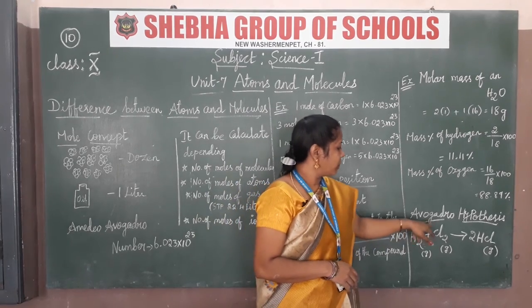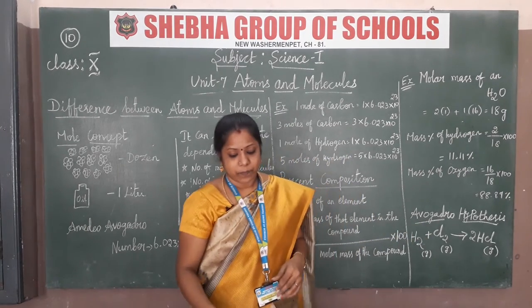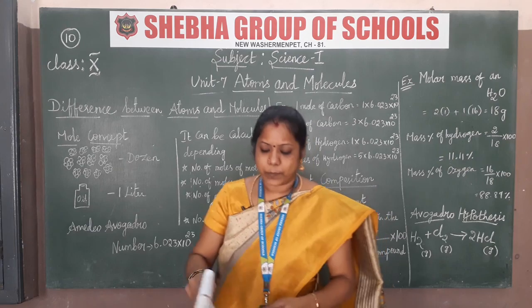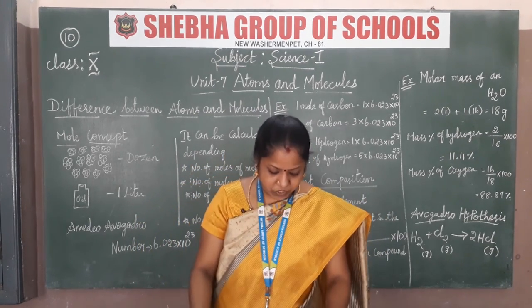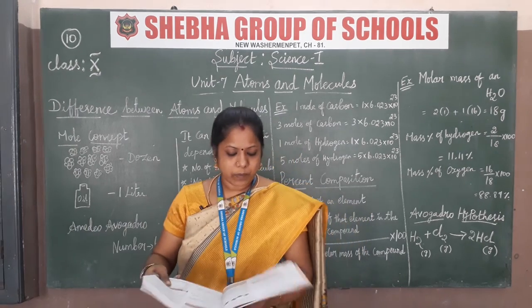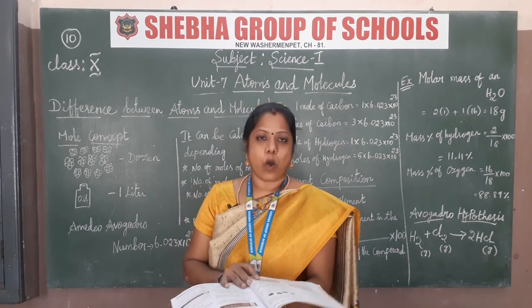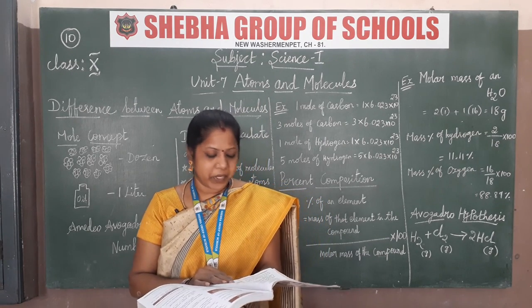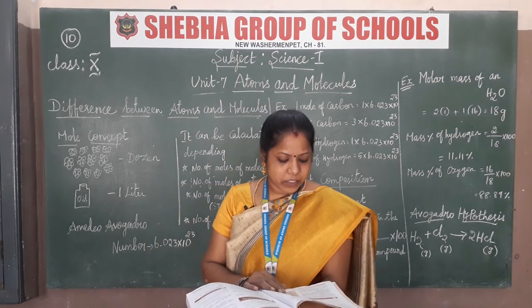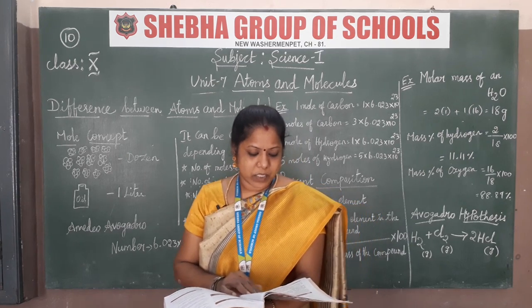And the next concept is the Avogadro hypothesis. For the explanation in this Avogadro hypothesis, I am going to read out from page number 98 in your textbook. Equal volumes of all gases under similar conditions of temperature and pressure contain an equal number of molecules.